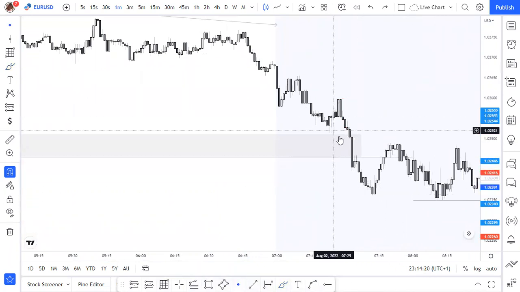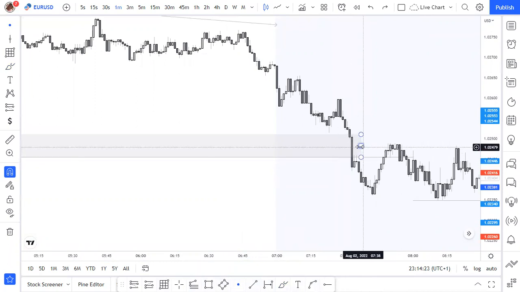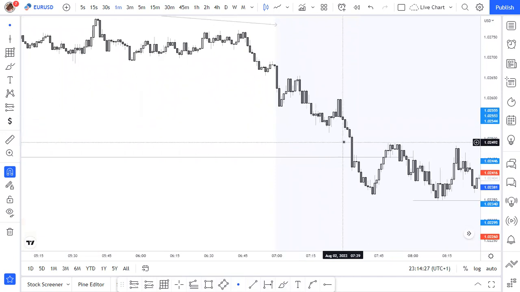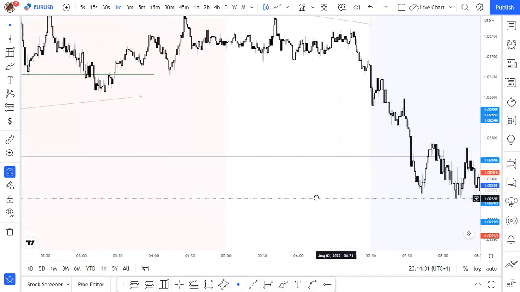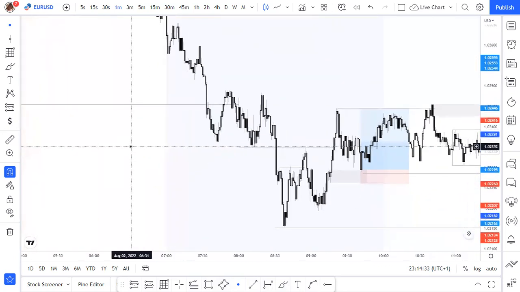So here we didn't really get anything from this one. So that was one reason why I deleted this one because there wasn't any reaction to it. So price has now broken 15-minute structure.